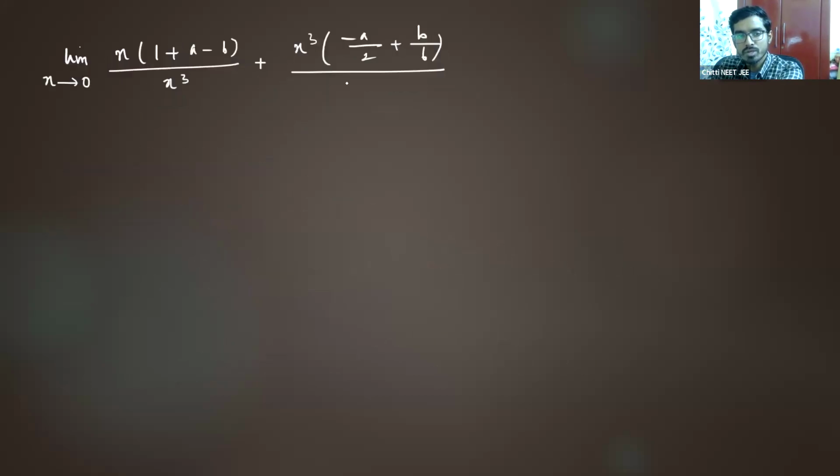We have limit x tending to 0, x into 1 plus a minus b whole divided by x cube, plus x cube into minus a by 2 plus b by 6, 3 factorial is 6, whole divided by x cube, plus order of x power 4 by x cube is equal to 1. Is this step clear?